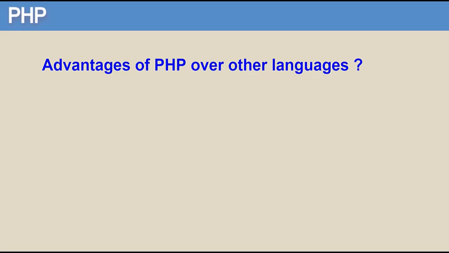Now let's see what are the advantages of PHP over other languages. PHP is open source, so anyone can download PHP on their localhost machine and run it. So it's open source, which is a main advantage. Obviously, most other languages are open source too, but PHP also comes under the open source languages.